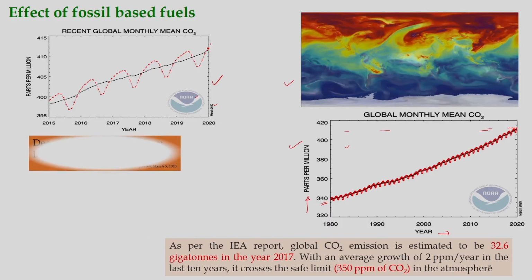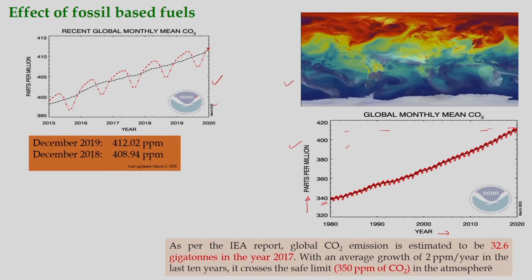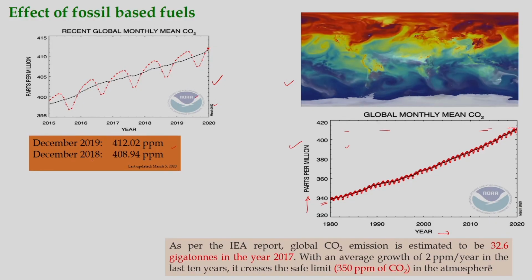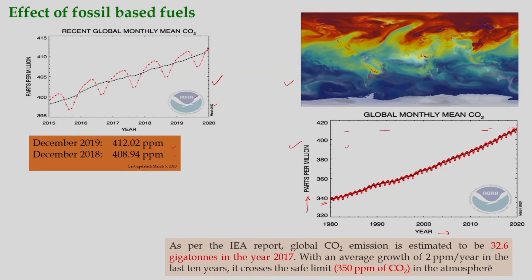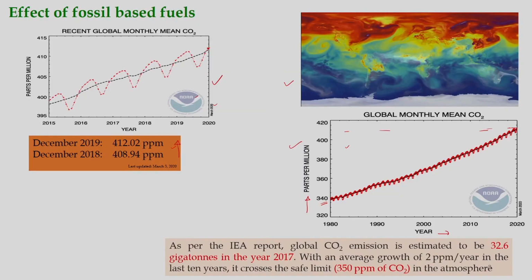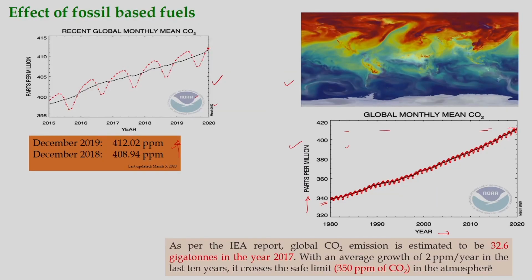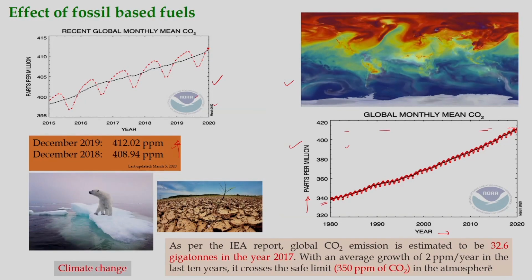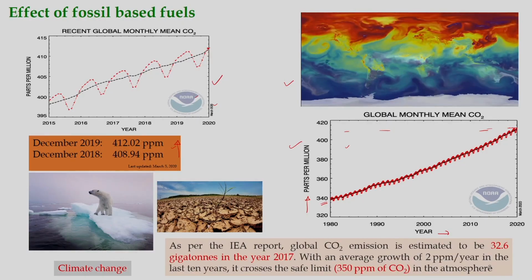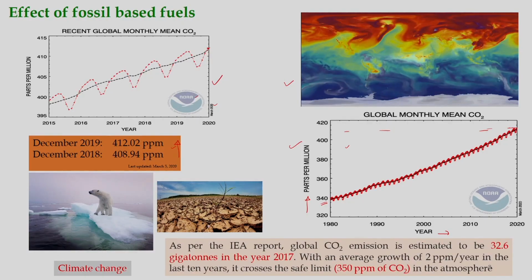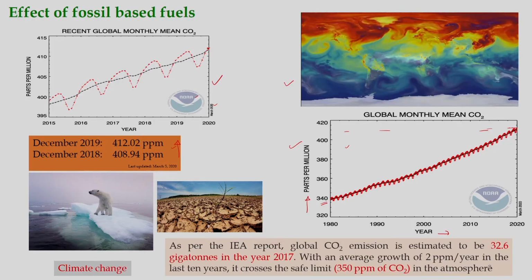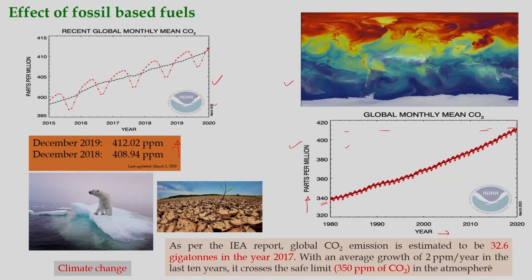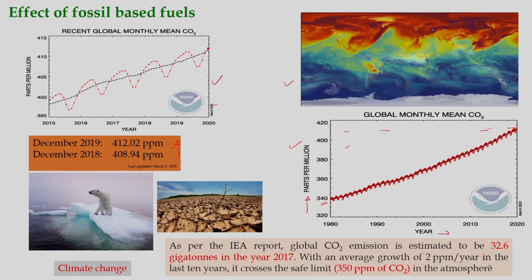For comparison, in December 2019 it was 412.02 ppm, and in December 2018 it was 408.94 ppm. You can see the rise in a single year. So, what are the adverse effects of this? There is climate change. You can see the melting of glaciers and drought in many parts of the globe. Okay? So, we need some kind of alternative solution to mitigate those environmental problems. Okay?